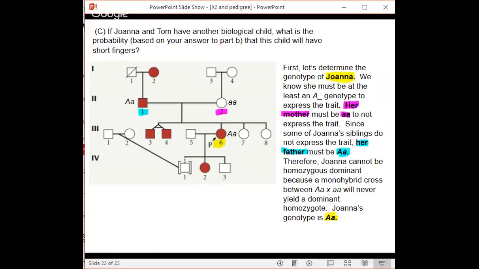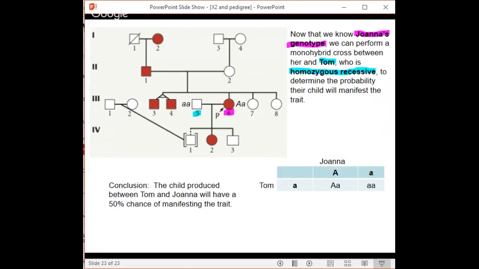So by that logic, we can conclude that Joanna is also a heterozygote, because a monohybrid cross between her parents, a heterozygote and a homozygote, will never yield a dominant homozygote. So her genotype is big A, little a. So now that we found that out, we can do a monohybrid cross between her and Tom, who is homozygous recessive, to determine the probability that their child will manifest the trait.